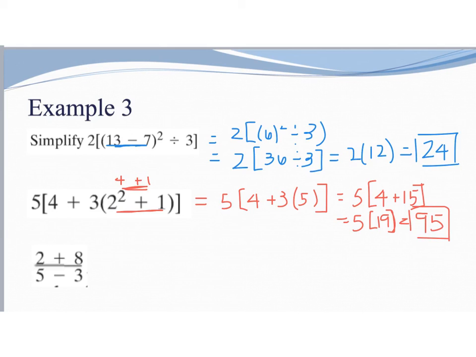And finally, for the bottom one here, I have 2 plus 8, which is going to give me 10. Sometimes this fraction bar here serves as a set of parentheses if you want to think about it like that. So we need to simplify the numerator, then simplify the denominator, which is 5 minus 3 or 2. Then we can divide from top to bottom. So 10 divided by 2 in this case would be 5.